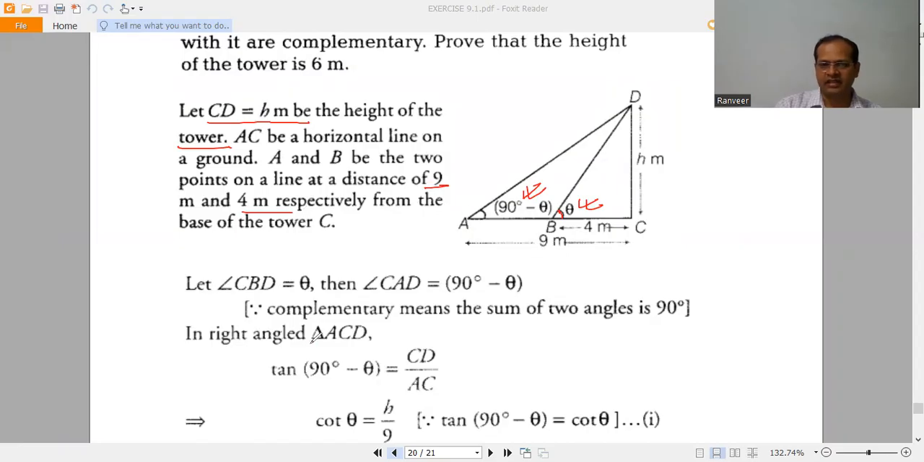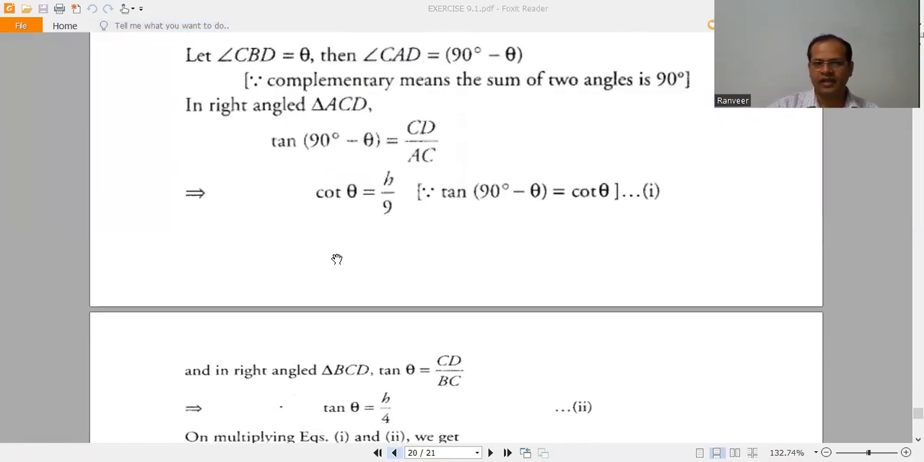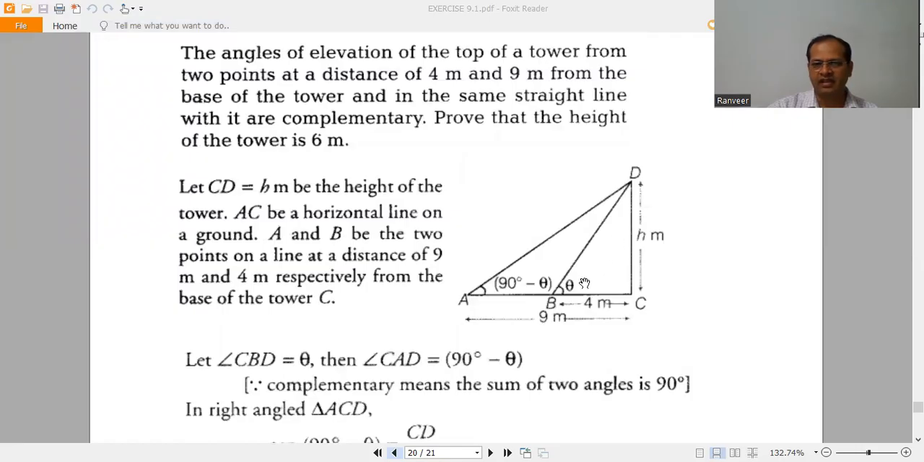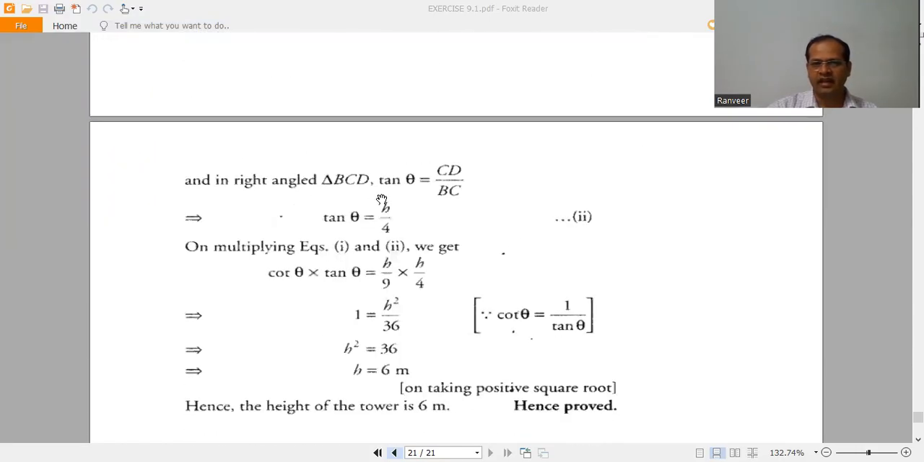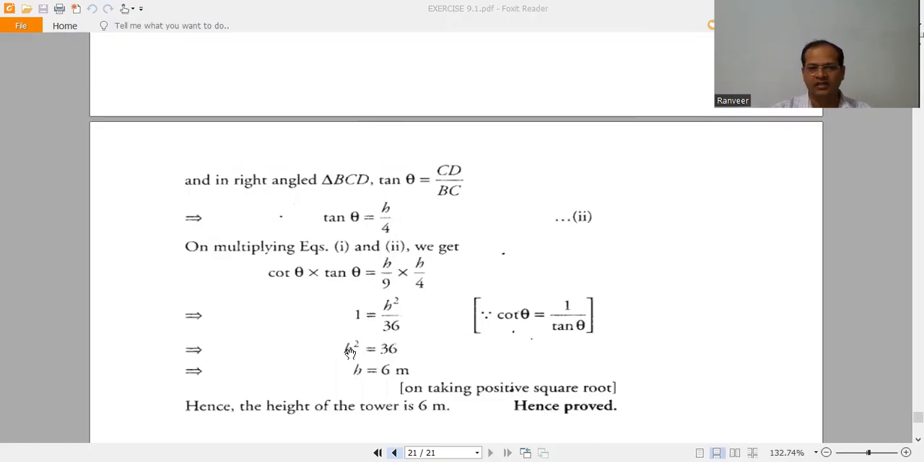So from the triangle ACD, tan of 90 minus theta is equal to CD by 9, that is h by 9. So tan of 90 minus theta is cot theta, equal to h by 9. Similarly, in the triangle BCD, tan theta equals CD by BC, so tan theta equals h by 4. So the first equation is in terms of cot theta, and the second in terms of tan theta. Just multiply both equations. h squared is equal to 36, h equals 6 meters. In this way we can prove it.